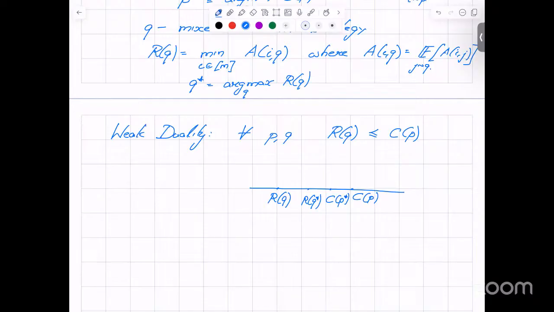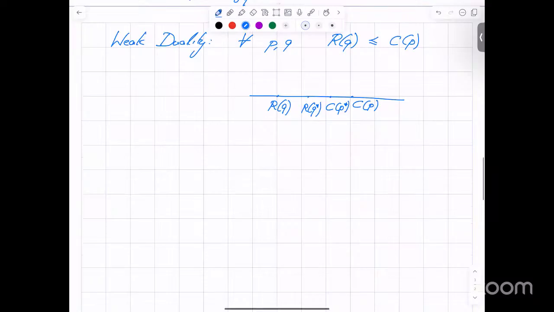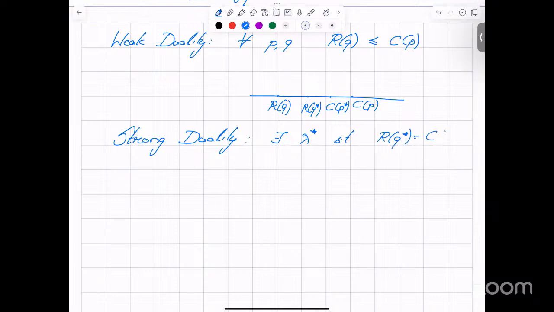We are not going to prove strong duality. Strong duality is a powerful theorem of its own. We'll be proving it later on in the course, and it tells you that actually these two points are the same point. Strong duality says there exists lambda star such that RQ star equals CP star equals lambda star. So this is all one point over here. The point is lambda star.